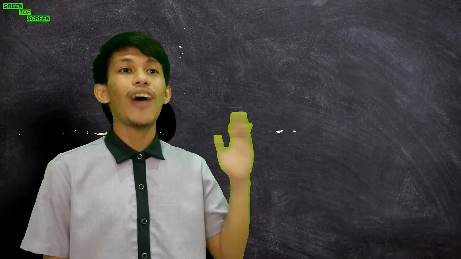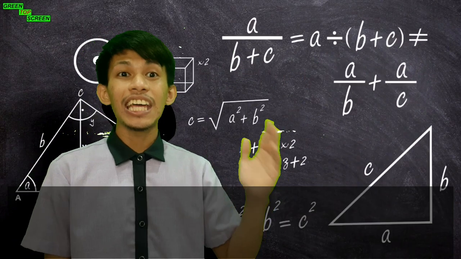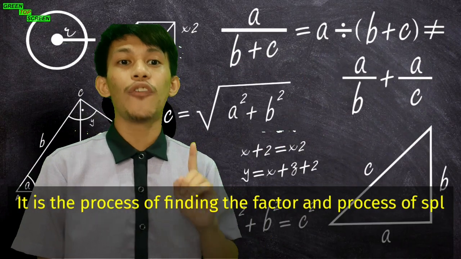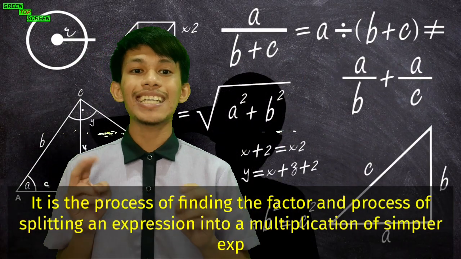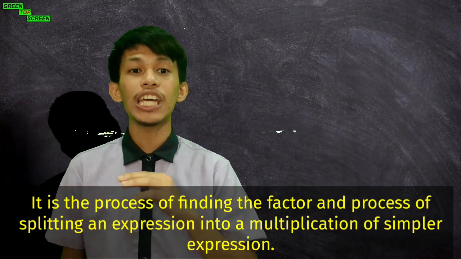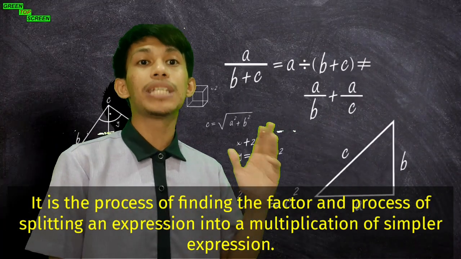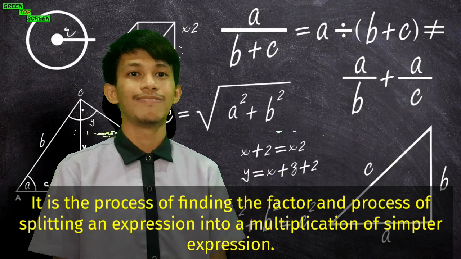What is factoring? It is the process of finding the factors. It is like splitting an expression into a multiplication of simpler expressions. Before we proceed to the complex factorization, let us first have a simple given.